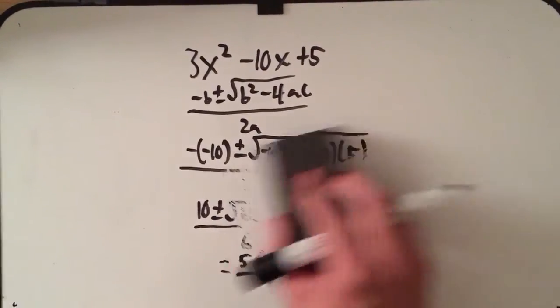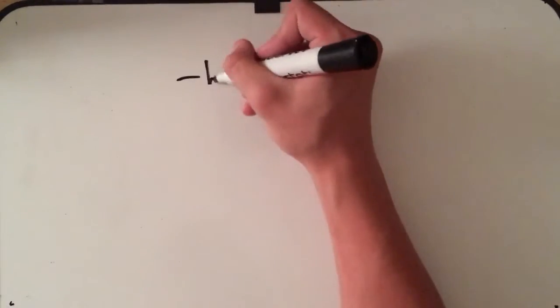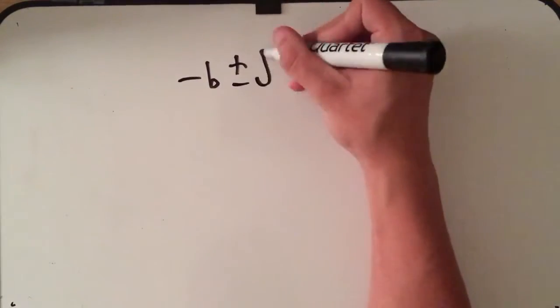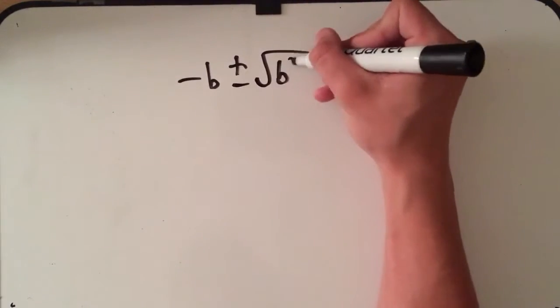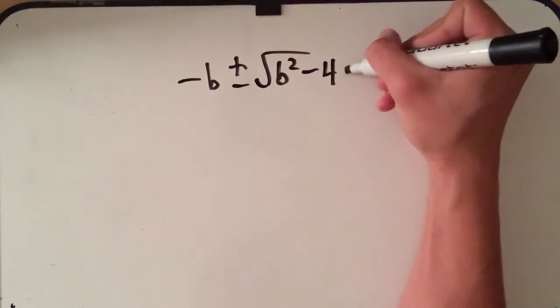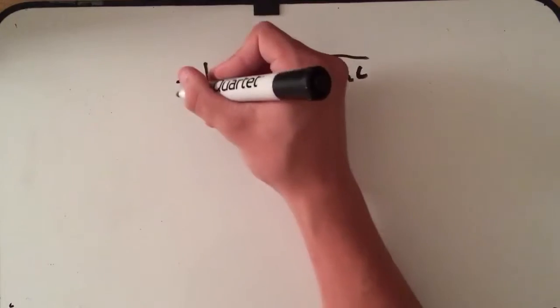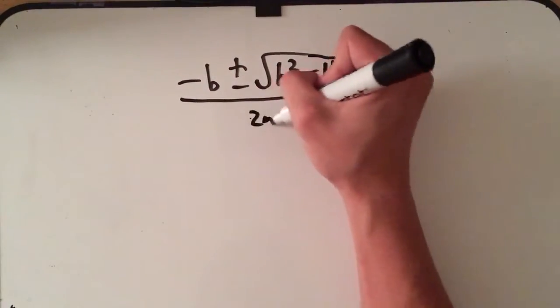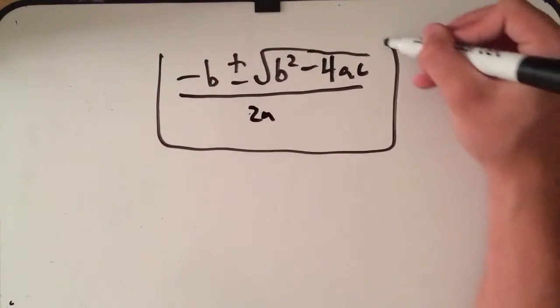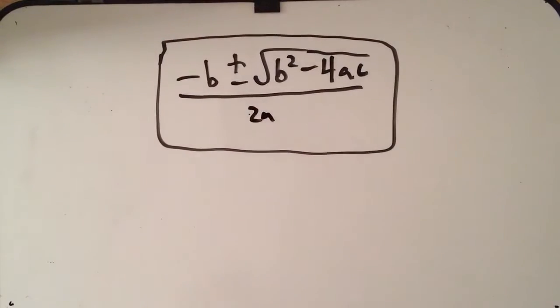That's the quadratic formula. So again, negative b plus or minus the square root of b squared minus 4ac all over 2a. And that is your quadratic formula.